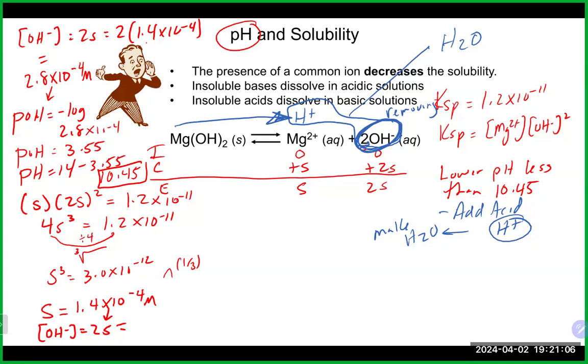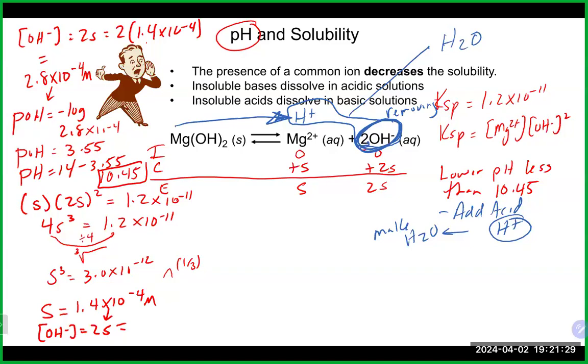So that's why calculating that number of 10.45 is important, because you know where you're starting. As long as you drop it less than that, even if it's still basic but at a lower pH, you are going to see that effect happening. You are going to see it start to dissolve. And obviously, as you continue to do that, you'll see more and more of it dissolve.